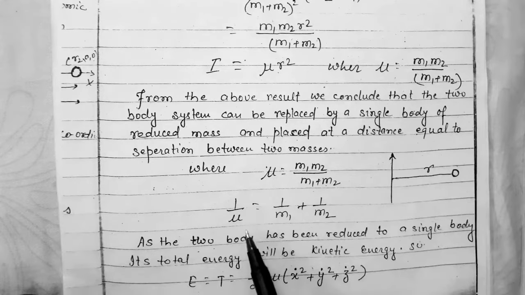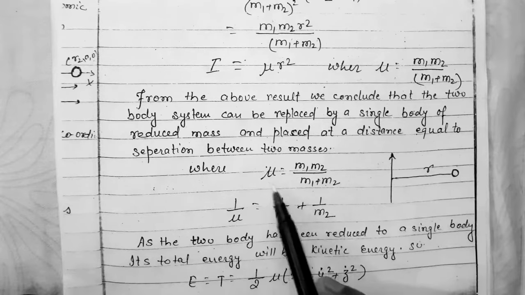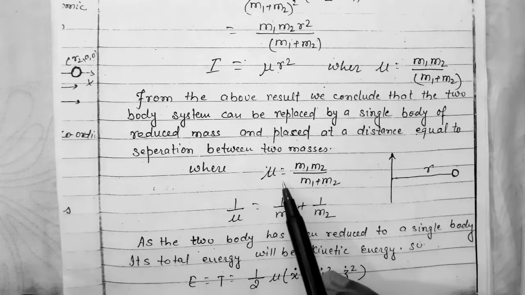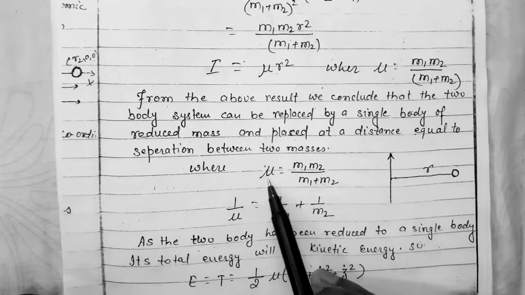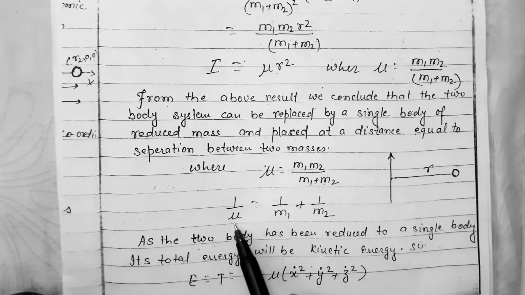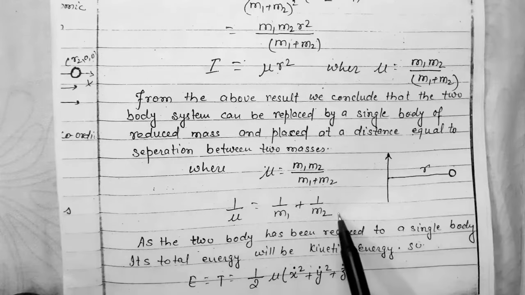Okay, the two body system has to be replaced by the single body, and this term is denoted as the single body system with a reduced mass. So this single body with a reduced mass is defined as this kind of equation.